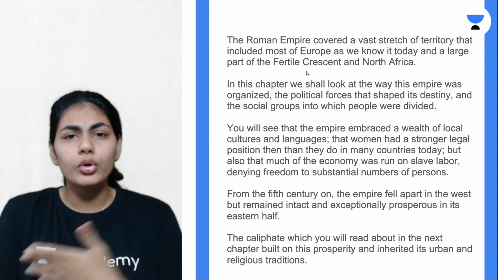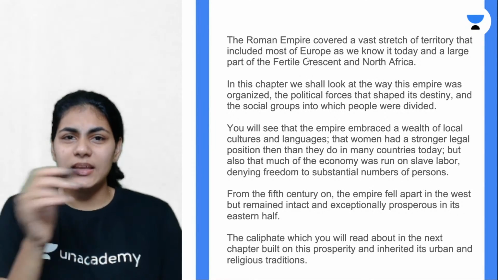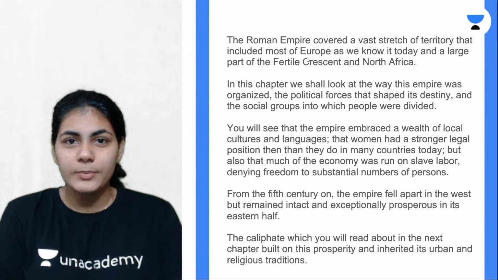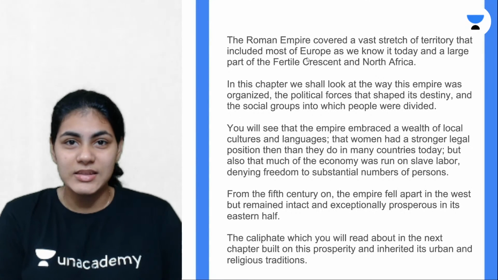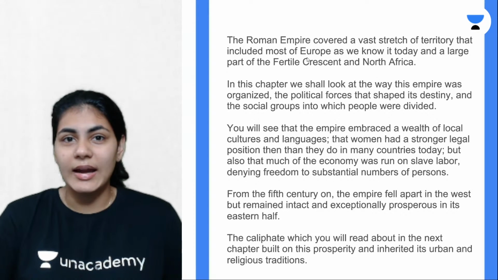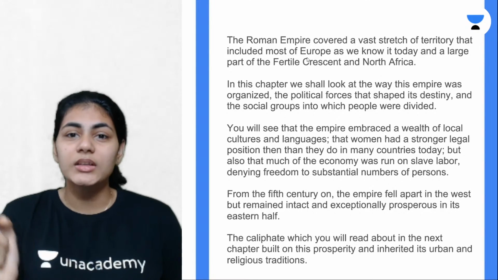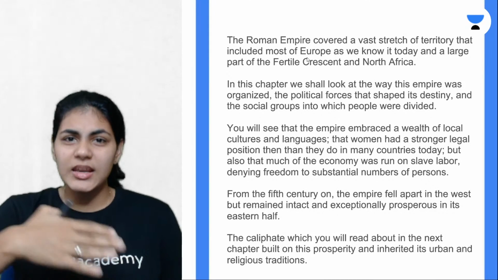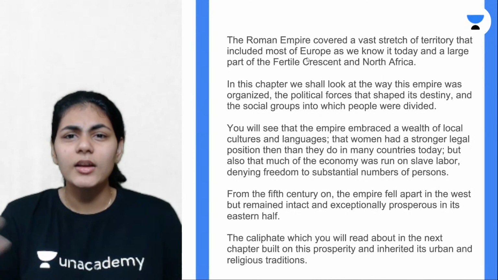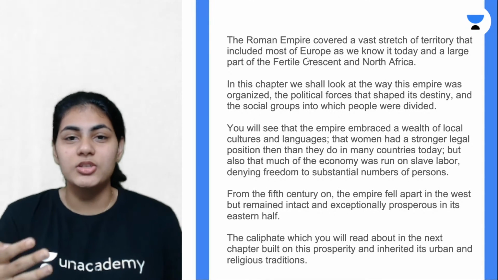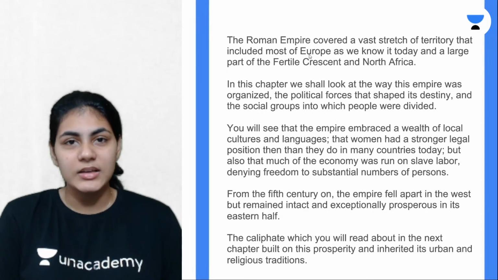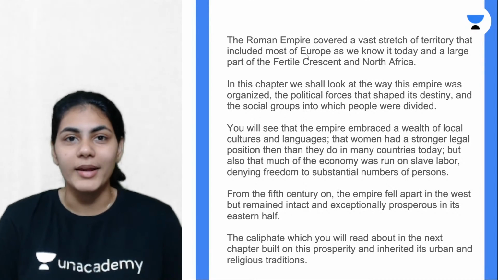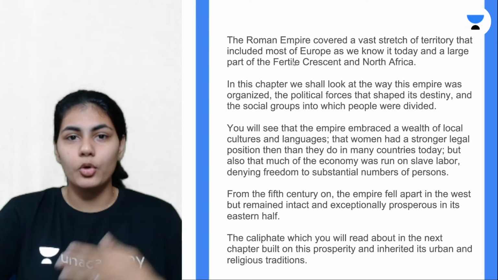For people who don't know what Fertile Crescent is, it's basically the present day Middle Eastern regions, covering Iraq, Syria, Lebanon, Israel, Palestine. Sometimes Cyprus is also added. So all of these countries together formed the Fertile Crescent. It's basically in the shape of a crescent, or to make you better understand, in the shape of a boomerang. That's how the Fertile Crescent got its name. So those are the areas that the Roman Empire covered.